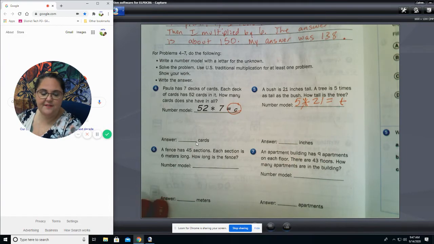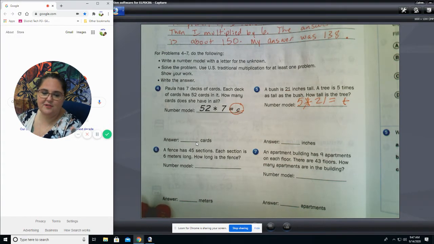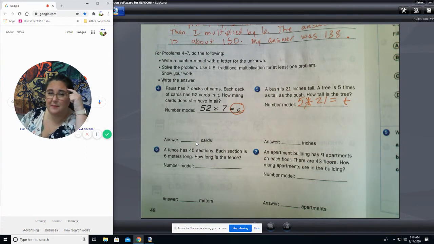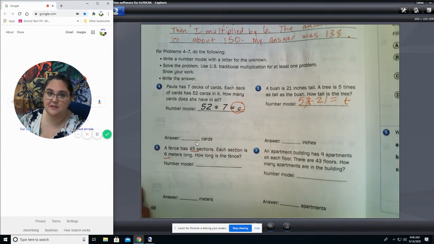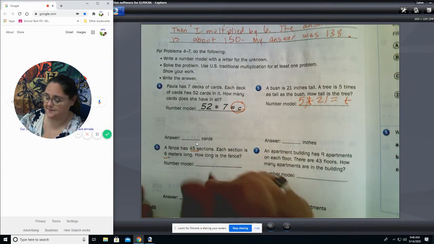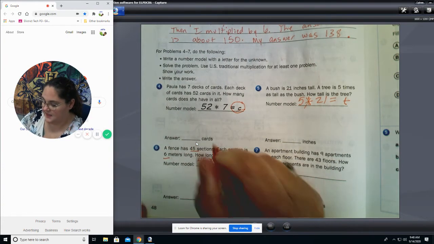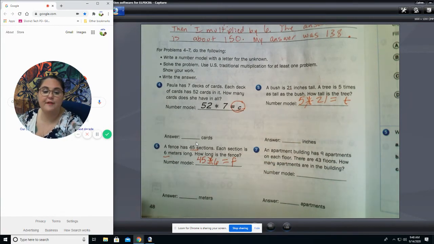All right, number 6. A fence has 45 sections. Each section is 6 meters long. How long is the fence? Well, you know you're multiplying. There's only 2 numbers, so that's awesome. But I want you to think about it, guys. 45 sections, and each one is 6 meters. That's why I'm multiplying. I'm not adding. So 45 times 6 equals F for fence.